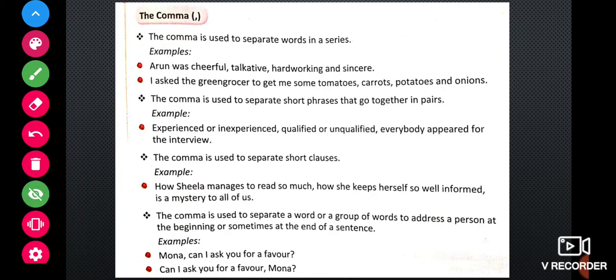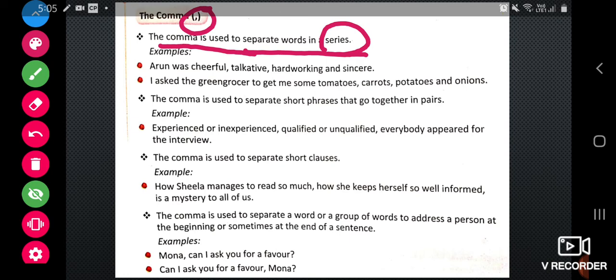Now let us look at the use of comma. The comma is used to separate words in a series. In a series means in a list when there are several words. When there are more than one words, when there are several words, we use comma to separate these words.